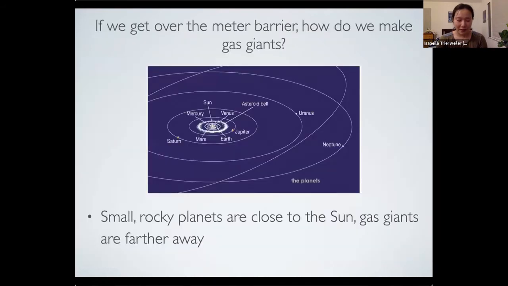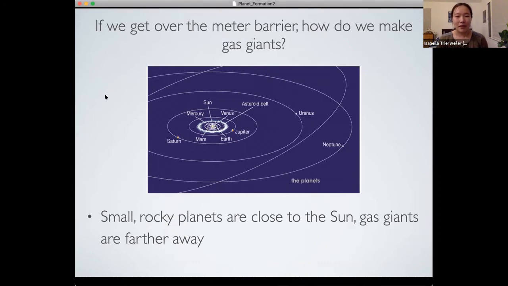So if we get over our meter barrier, the next kind of thing that we need to contend with is that if we go back to our first clue and we look at the structure of our solar system, as we mentioned, we've got all these small rocky bodies close to the sun, and then we've got all these really giant objects farther away. So that was the next issue people were thinking about. How do we make sure that the objects that are farther away are more massive and have a lot of gas, whereas the ones towards the center are much smaller and just have rock?